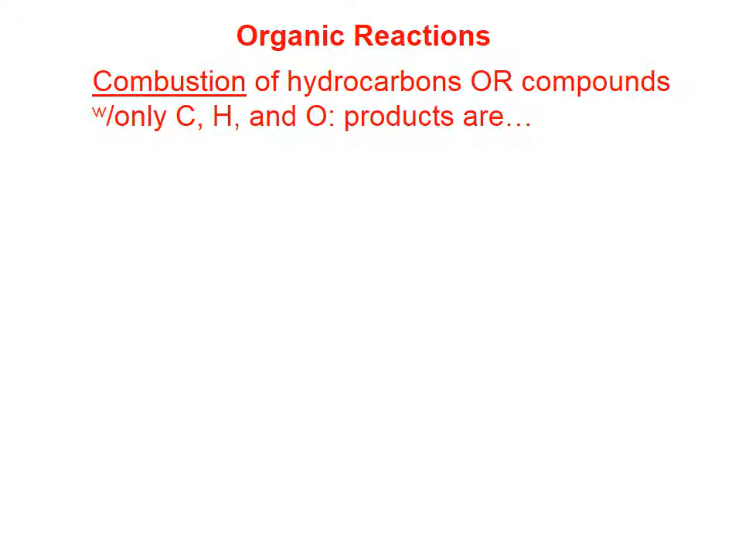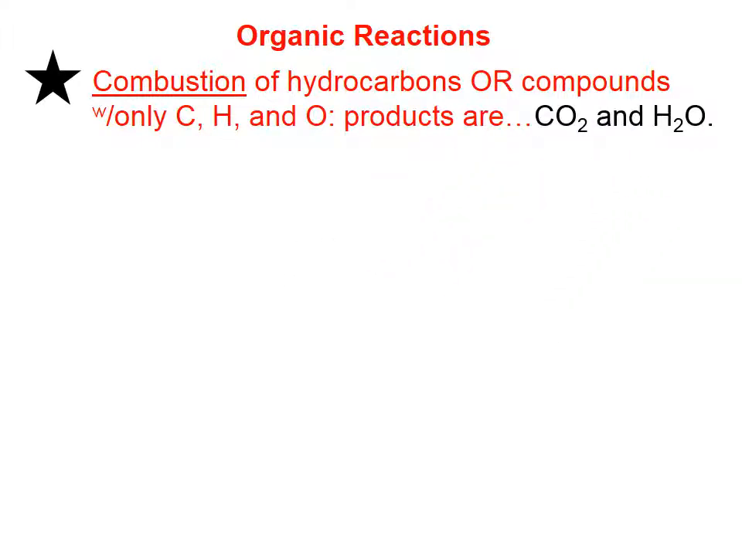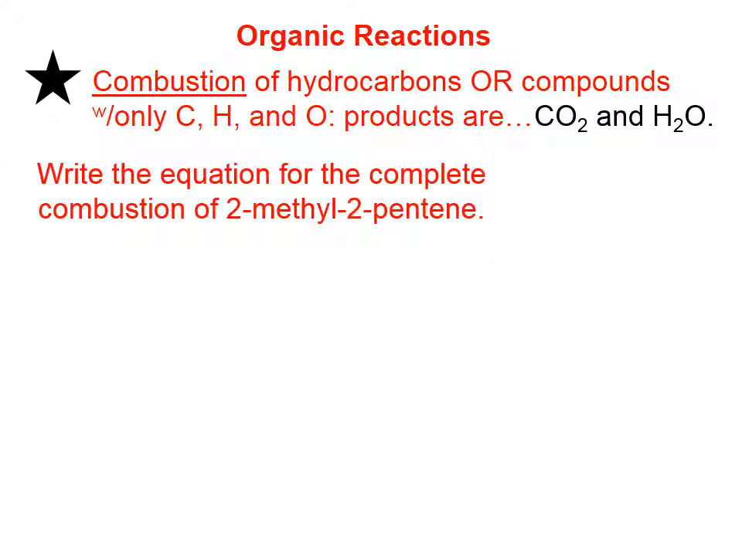The first type of reaction we'll talk about is a combustion reaction, specifically the combustion of a hydrocarbon, which contains only hydrogen and carbon, or of a compound that contains only the elements carbon, hydrogen, and oxygen. In either of these cases, the products are carbon dioxide and water. Let's try an example. Write the equation for the complete combustion of 2-methyl-2-pentene.